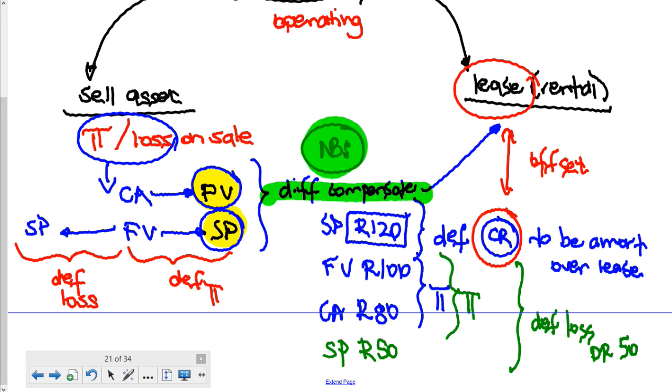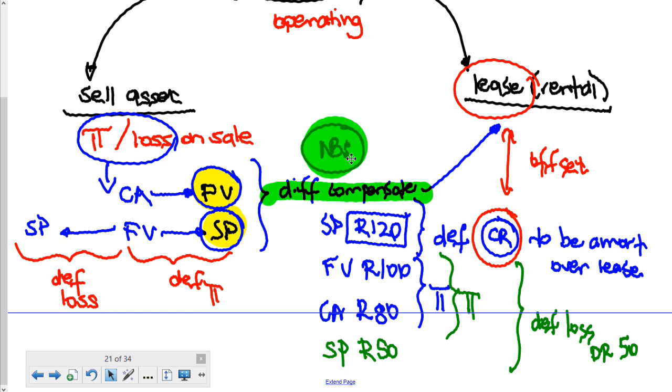Because why would you sell an asset worth 100 for 50 if you weren't going to get cheaper rentals, isn't it? Why would you do that? Or why would the bank give you 120 instead of 100 if your asset's only worth 100, if he's not going to charge you more in rentals, isn't it? He's not going to do that. So this is the rule then for operating leases.